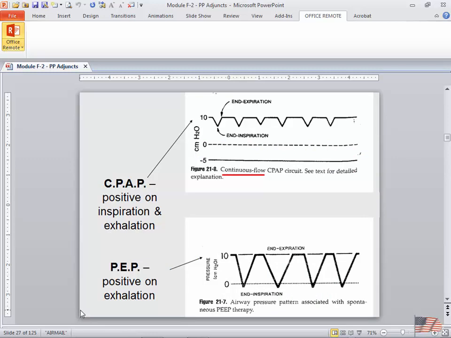Again, with CPAP, I'm doing that small positive and negative pressure at an elevated baseline. Here, I'm bringing that positive pressure only on expiration. So I breathe in normally at normal atmospheric pressure, but when I'm exhaling, I'm creating a positive pressure inside the airways. Got the distinction? Okay.